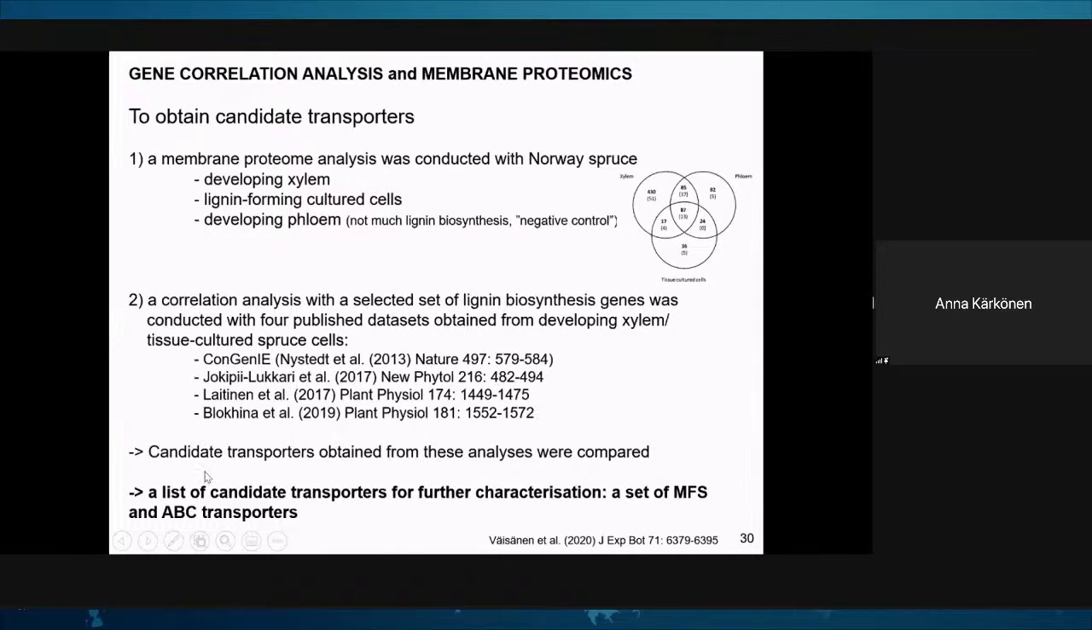And we got candidate transporters from these. And the proteomic data candidates were compared to this correlation analysis candidates. And we got a list of candidate transporters. And basically they are MFS type and ABC type transporters. And now we are continuing this work with Olga and Kurt, trying to find out whether some of them is really involved in monolignol transport.